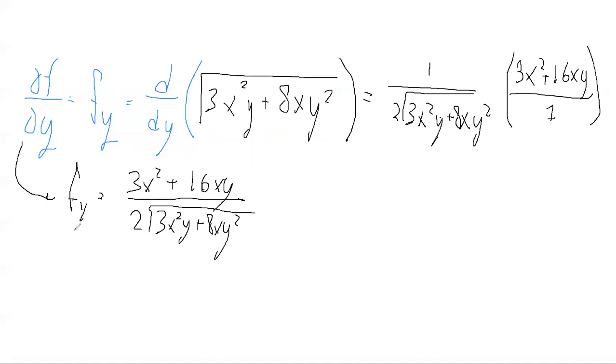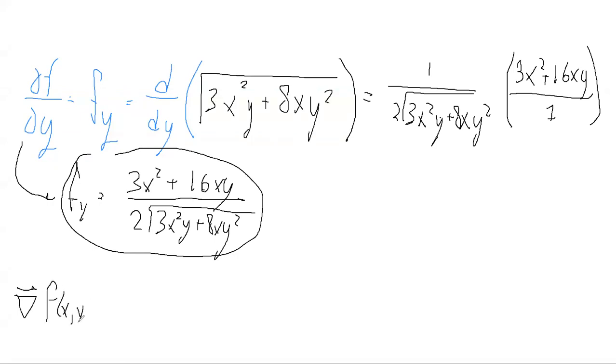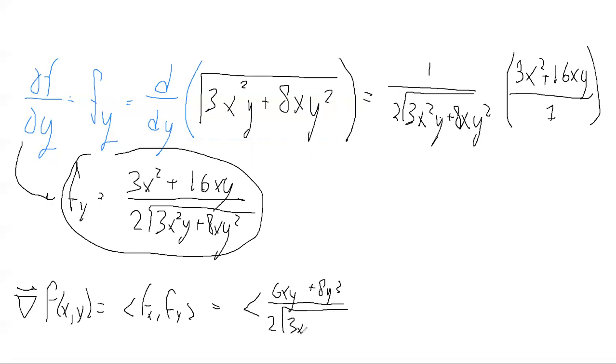All right, so there you go. That's your f of y. So all we're doing now is just plugging it back into that gradient vector equation. Like we said, the gradient vector equation was just your notation of your f of x comma f of y. So going back to that previous slide before I erased it, our answer was 6xy plus 8y squared over 2 times the square root of 3x squared y plus 8xy squared. So that was our f of x.